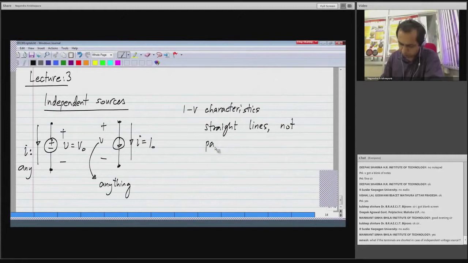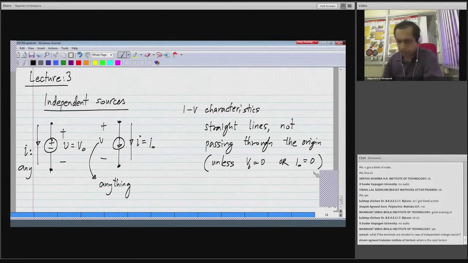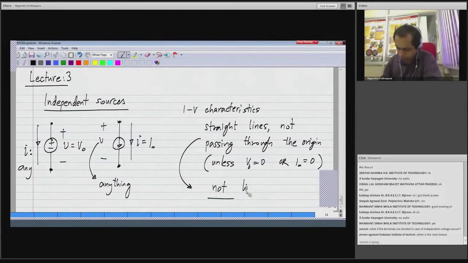Unless coincidentally the voltage source value or the current source value happens to be 0, the straight lines are not passing through the origin, which means that these are not linear elements.